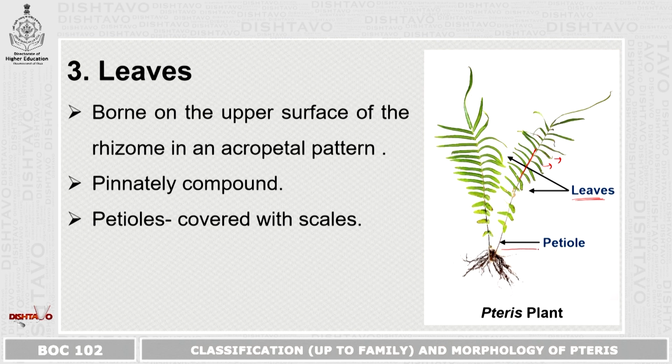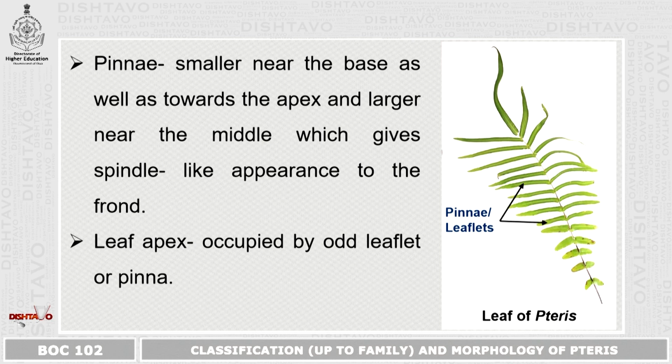This is a petiole, that is the stalk of the leaf is called petiole. It is covered with scales. Here in the picture you can see this is a single leaf having many leaflets. Leaflets are also called pinnae. Pinnae are smaller near the base as well as towards the apex.